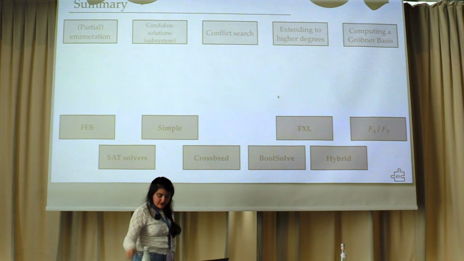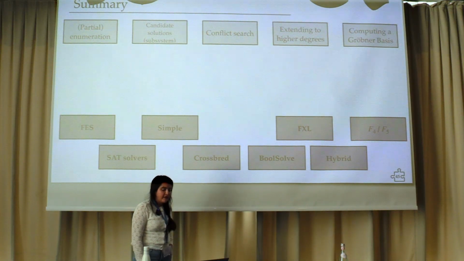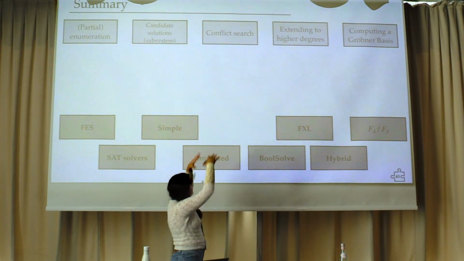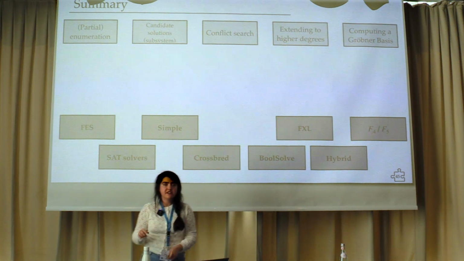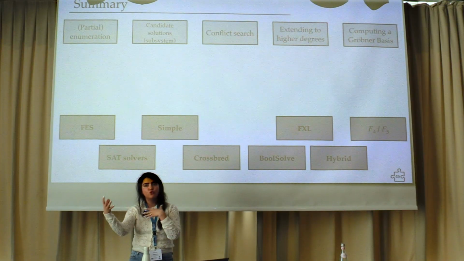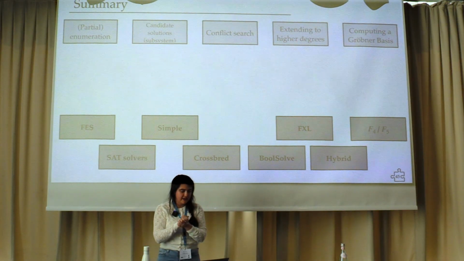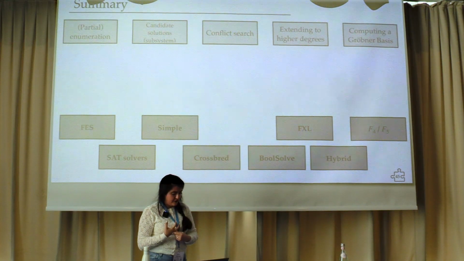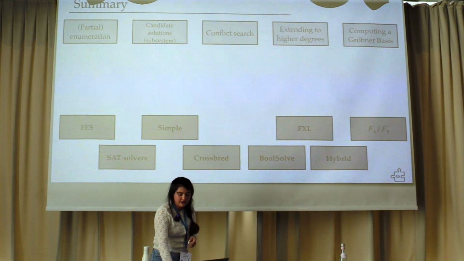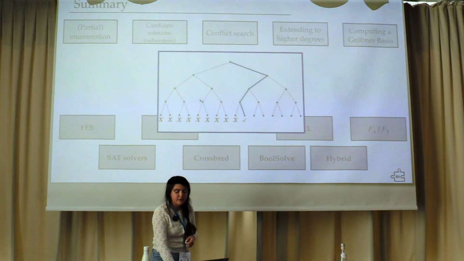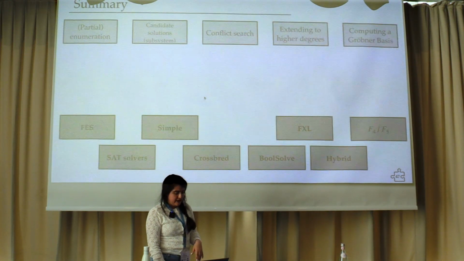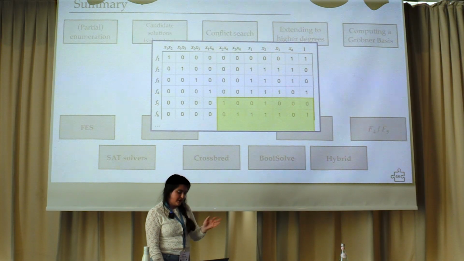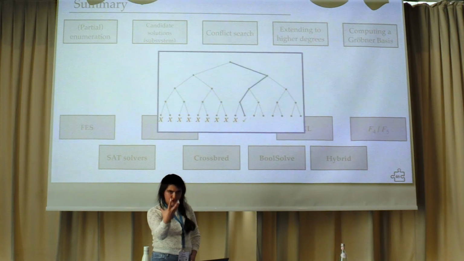Okay. So now a summary. As I told you, we set up the techniques on the top, and on the bottom I have the different algorithms that I was mentioning. So I'll just do a quick summary of which algorithm uses what technique. So fast exhaustive search, that was this binary search tree, if you remember, right? Enumerating everything. Sorry, I'm reminding you what the techniques are. So partial enumeration was this binary search tree, right?